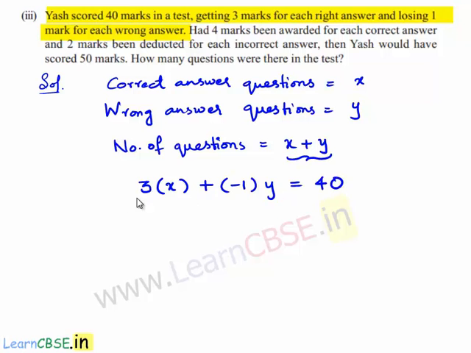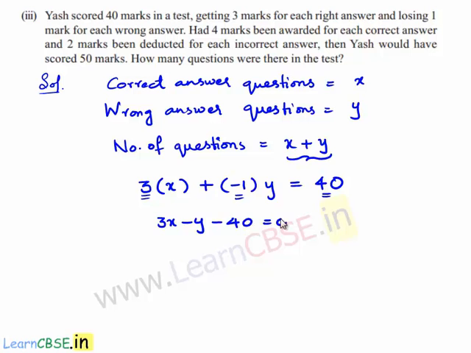This is because for each correct answer 3 marks will be given, and for each wrong answer minus 1 mark will be reduced. So the total marks would become 40. This equation becomes 3x minus y minus 40 is equal to 0. Name this equation as number 1.